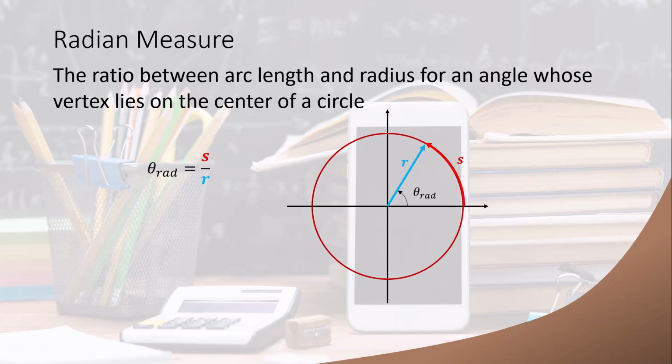Now, the radian measure, on the other hand, is a measure of geometric significance, primarily because it is the ratio of the arc length of a circle to the radius of the circle. So here my arc length is s, my radius is r, and my angle measure is going to be the ratio of those two values.